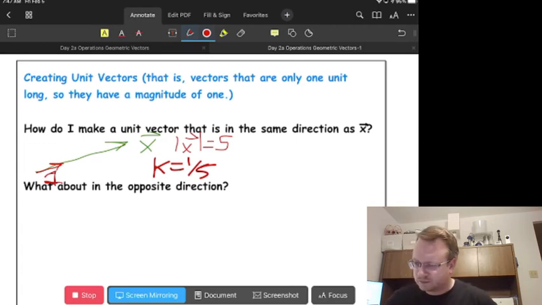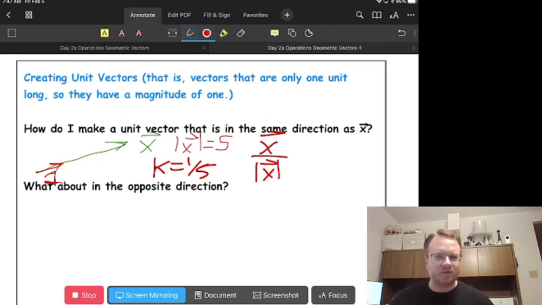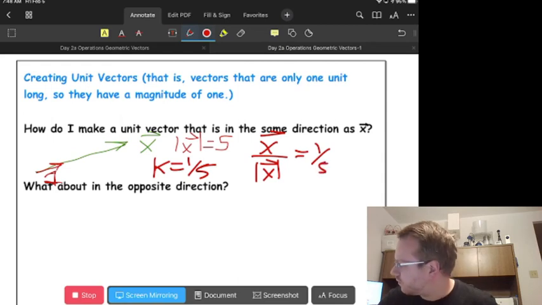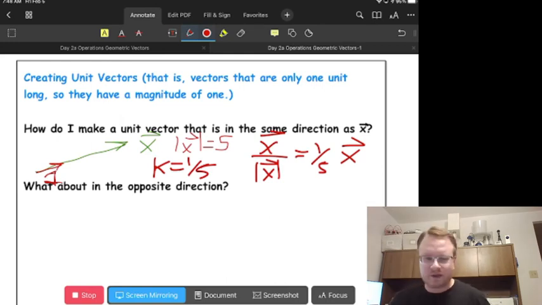Let's find the length of our new vector. Basically, we're just going to divide by the magnitude of the whole vector. So we're going to do vector x divided by the magnitude of x, which we already did here. k has to be 1 over 5. Where do we get that 5 value from? That's the magnitude of our original vector x, so k equals 1 over 5 times vector x. So basically, we're multiplying the vector by 1 over the magnitude of x, or dividing the vector by its magnitude. So let's write that in words.